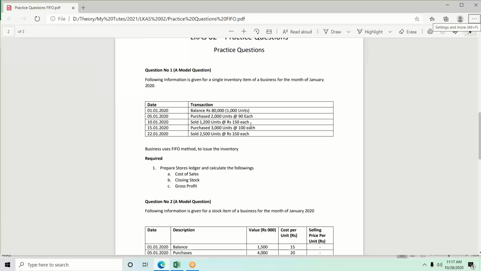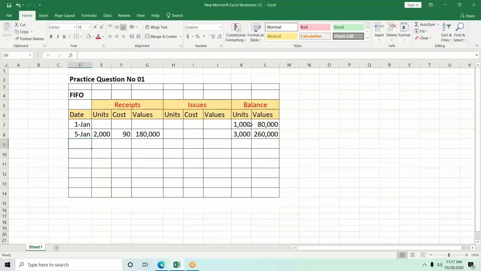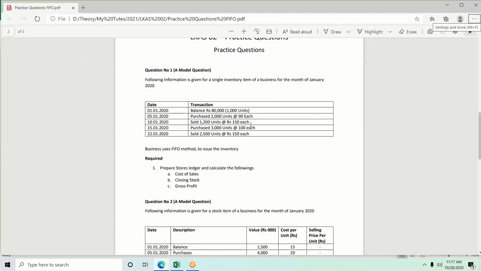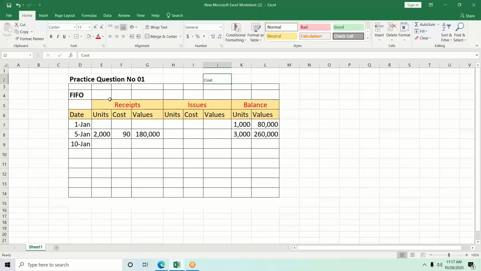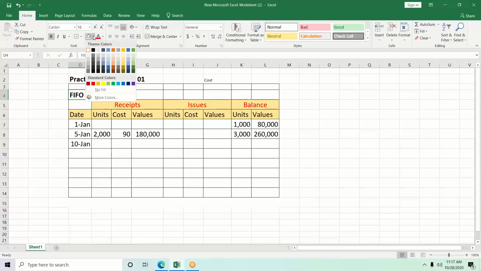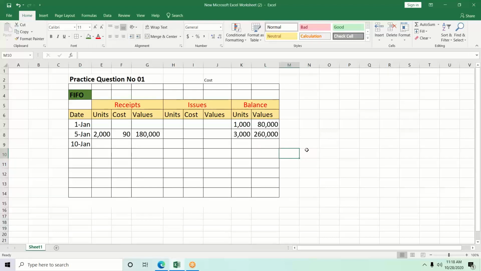Then on 10th January, you sold 1,200 units. Now keep in mind, by using the cost formula or the FIFO method, you are calculating the cost of the inventory. Here they say they sold 1,200 units at 150 each. 150 is the selling price, therefore the selling price won't be recorded here. We need to calculate the cost of those 1,200 units. The assumption we are supposed to use is the FIFO method.